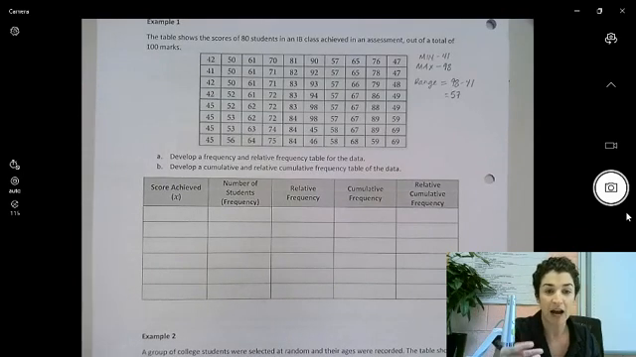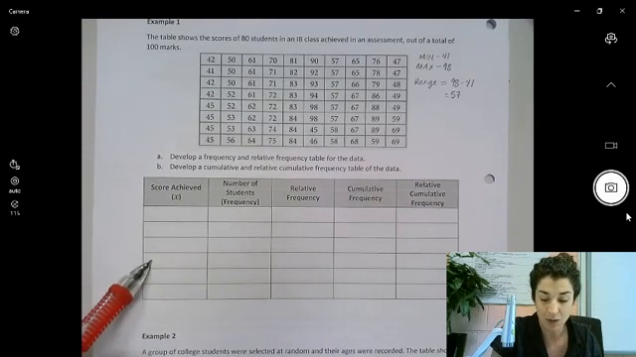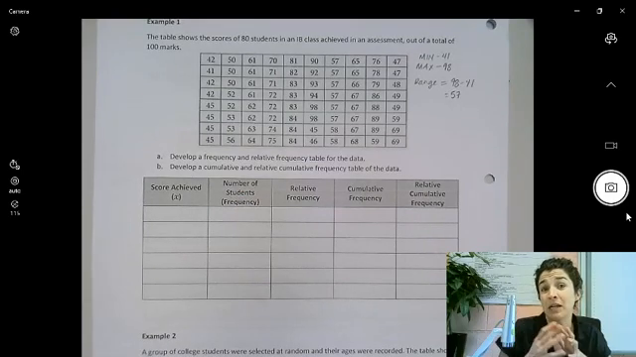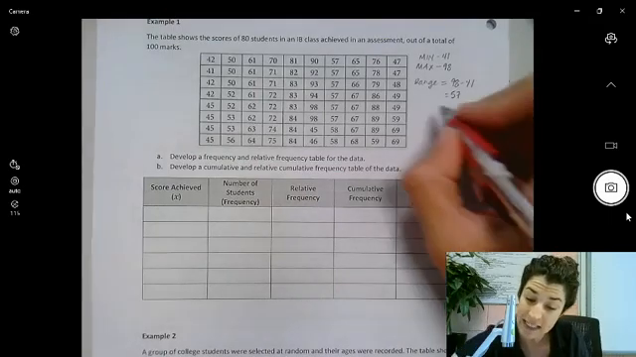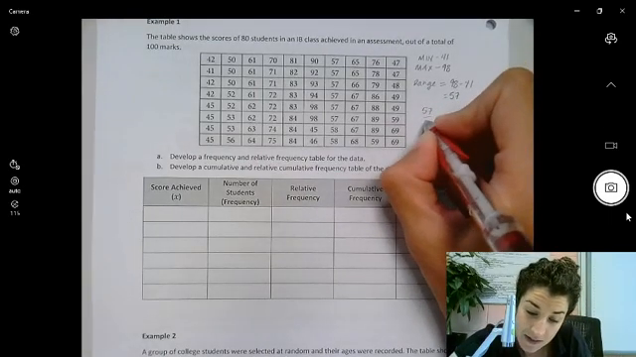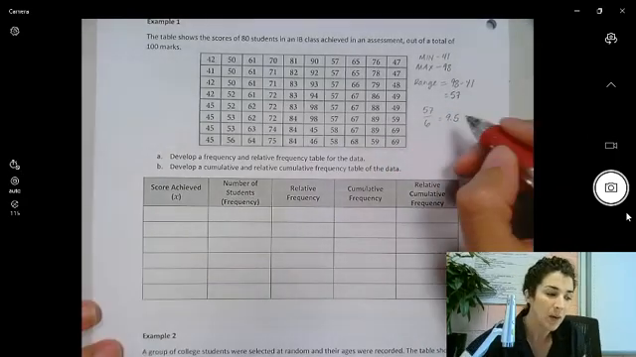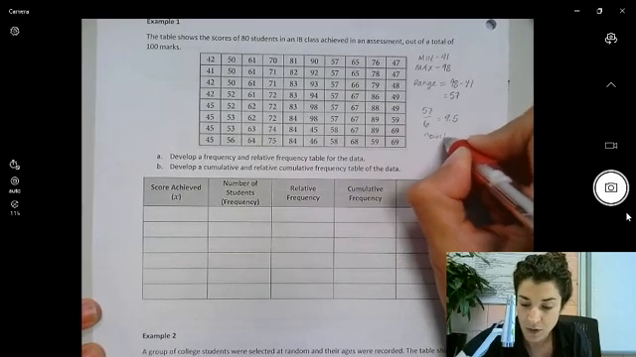Again, we're trying to be somewhere between 5 and 15. Notice I did 1, 2, 3, 4, 5, 6 here. So that's kind of giving you a hint already that I wanted to go with 6. If you do 57 divided by 6, you get 9.5.